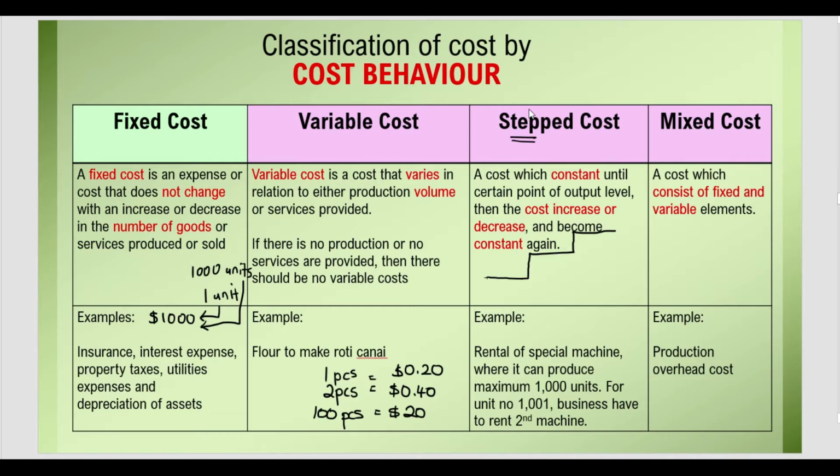So when you rent it, you pay a rental of $100. But when you need to produce 1,001 units of output, you need to rent the second machine. So by that time, you incur another $100 for the second machine's rental. This is the example of step cost.